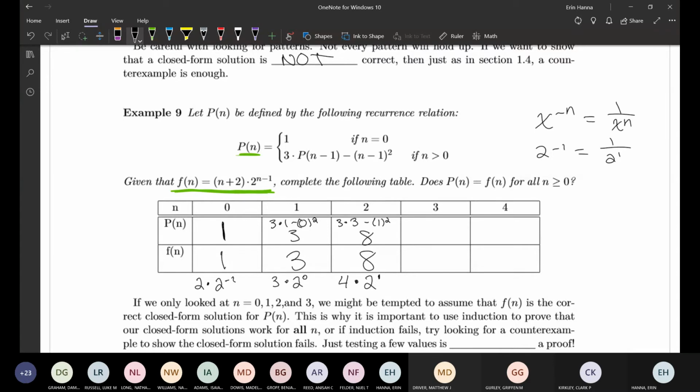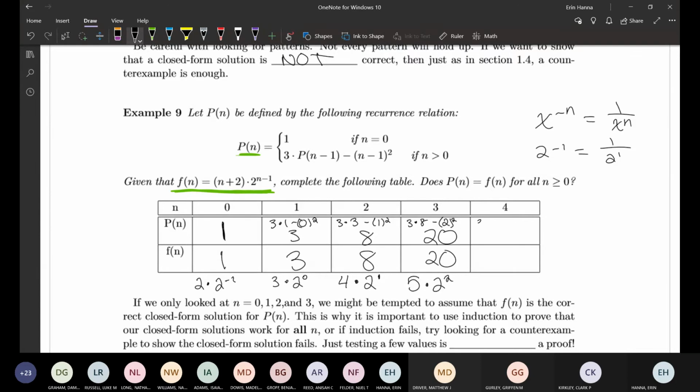What about the third term? That would be 3 times 8 minus 2 squared. So 3 times 8 is 24, minus 4 is 20. And then we'd have 3 plus 2 is 5 times 2 to the 3 minus 1, so squared. So 5 times 4 is also 20. Still looking good. You can probably assume what's going to happen next.